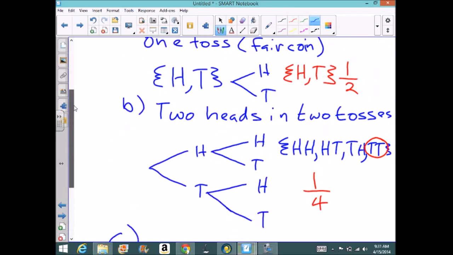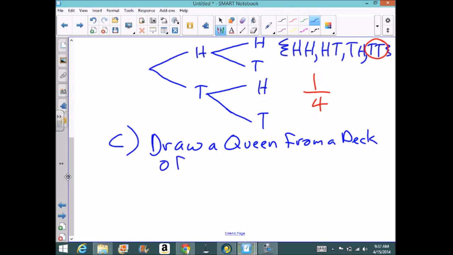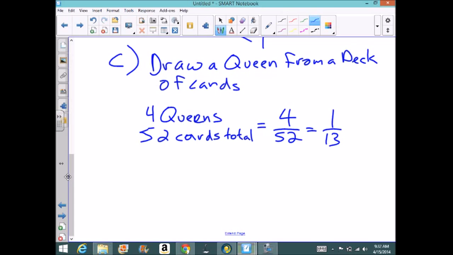So the third thing that we might consider is rolling a fair die. Or no, I'm sorry, drawing a queen from a deck of 52 cards. So there are 4 queens in a deck, and there are 52 cards. So the probability of drawing a queen is 4 over 52, which reduces down to 1 over 13.